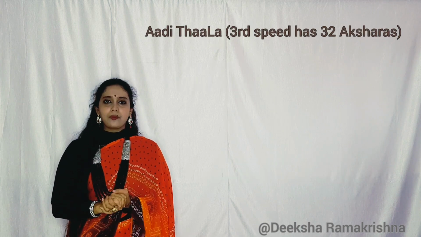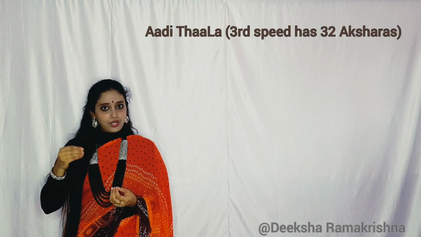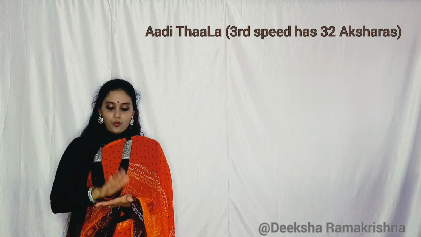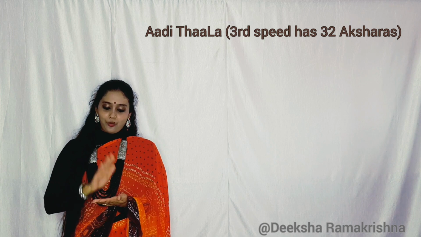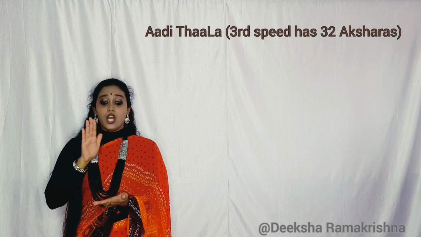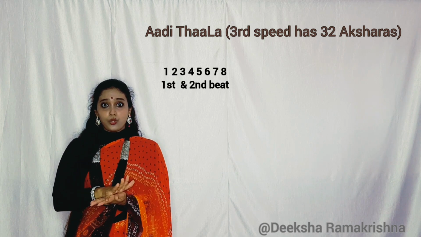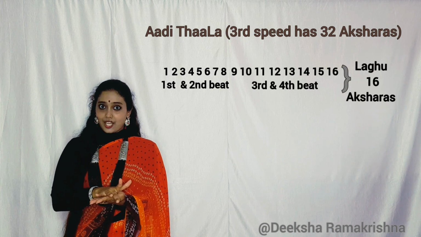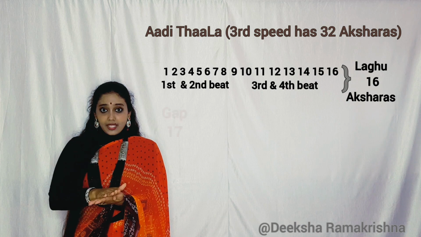So you have to give gap of 17 counts from the beginning of the tala. So we'll look into it. And instead of saying 1, 2, 3, 4, I will be saying takadimi takajanu to make it easier. So 1, 2, 3, 4, 1, 2, 3, 4, 1, 2, 3, 4, 1, 2, 3, 4. Takadimi takajanu. 8 aksharas. Takadimi takajanu. 16 aksharas. And one gap.